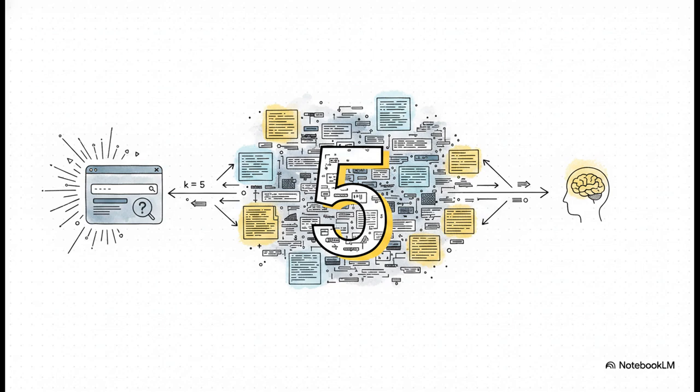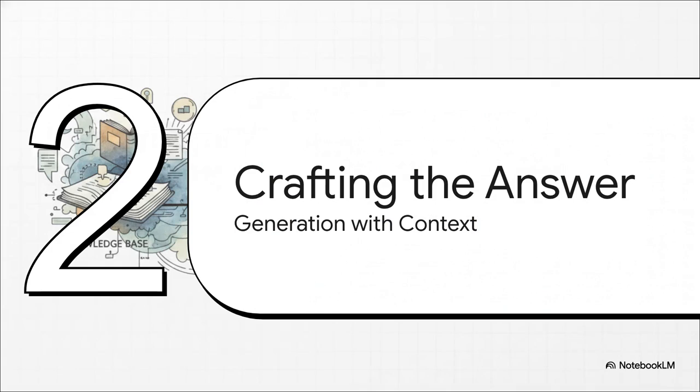This search is controlled by a little number called k. In our pipeline, k is set to 5. This means the system goes and retrieves the top 5 most relevant chunks of text from the original document that are most likely to contain the answer. So, we have the user's question, and we've just found the top 5 most relevant facts from our document.